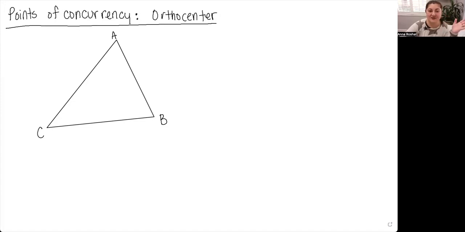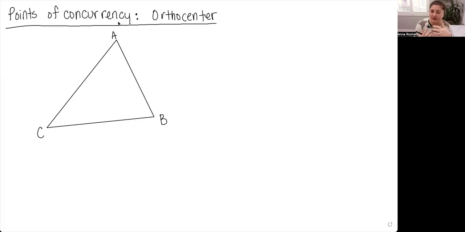My name is Anna Rochelle, and today we are on day 2 of points of concurrency. We are going to talk about the Orthocenter. And in this whole series of videos, we're going to talk about triangles and where different lines in the triangles meet is called that point of concurrency. In this case, our point of concurrency is going to be the orthocenter.